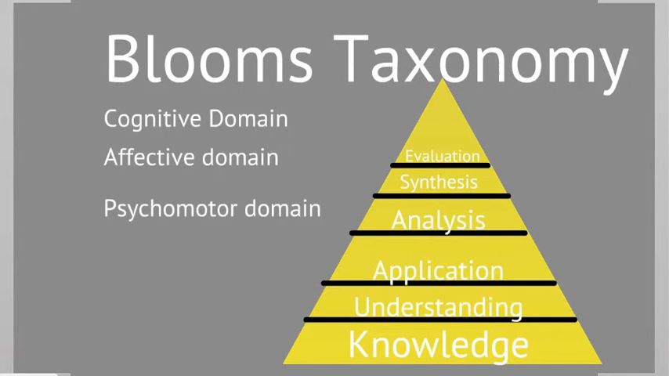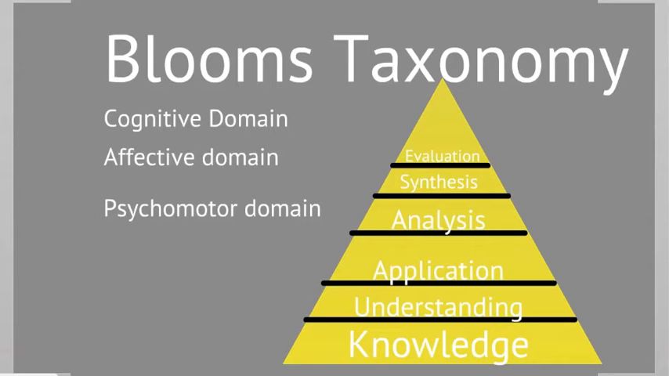The first being the cognitive domain, which is the intellectual abilities and skills such as knowledge, comprehension, application, analysis, synthesis, evaluation. The affective domain, which is feelings, values, appreciation, enthusiasms, motivations, and attitudes. And then the psychomotor domain, which is physical movement, coordination, and use of the motor skills.